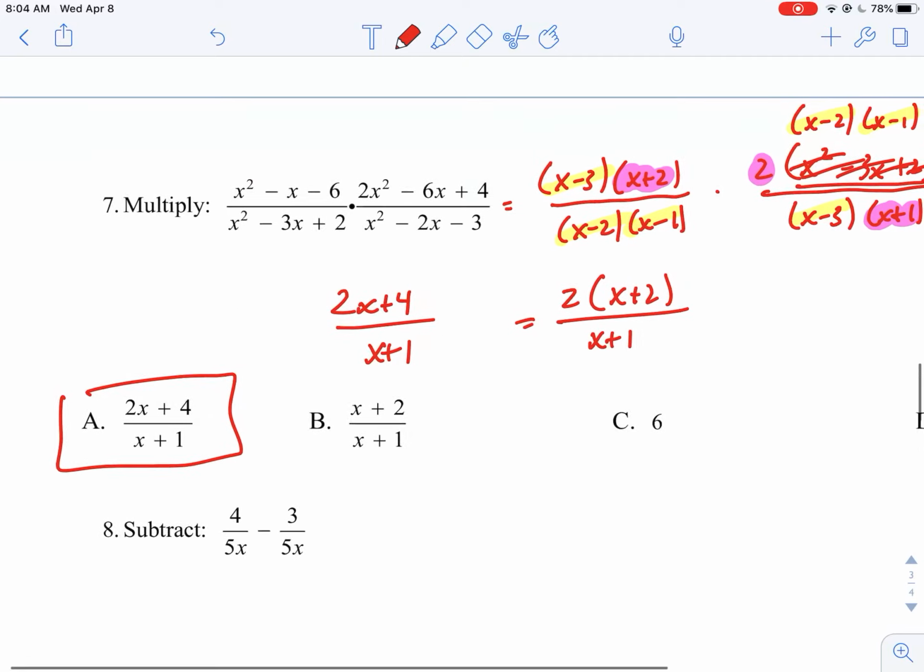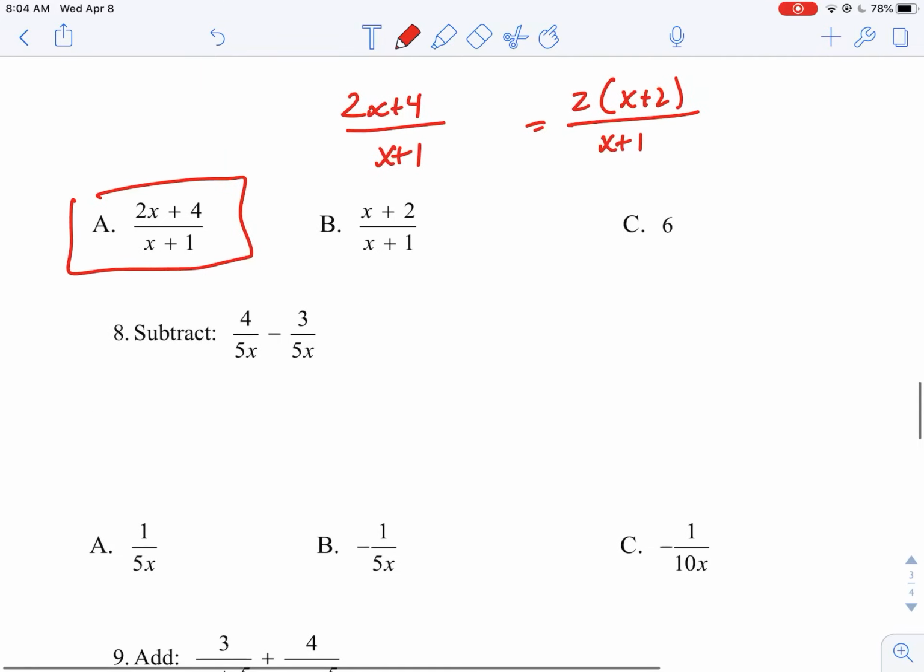Okay, let's keep moving. On to subtraction. This should be the most straightforward problem we have all day. 4 minus 3 is 1 over 5x. The denominators are the same, which is what allows us to do the subtraction. So 1 over 5x, that's the value of A.